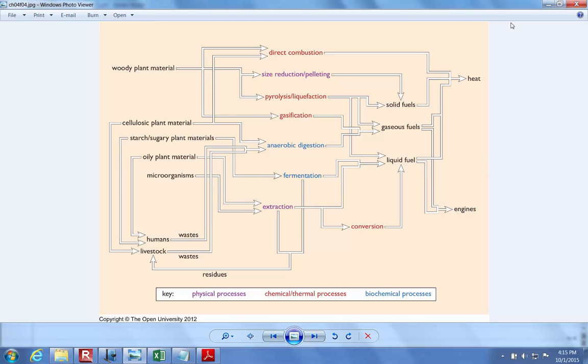Pyrolysis, liquefaction, is talked about in the book. Very, very high heat in the absence of oxygen to make solid or gaseous fuels, and straight gasification. And I hope you'll be able to see through this curricula the biogasifier out by the airport at the Montech facility.